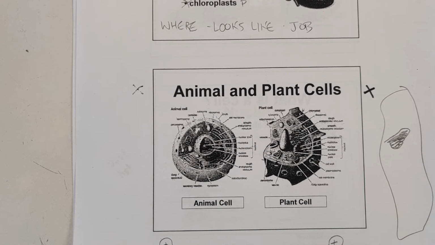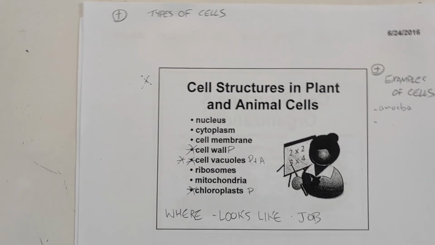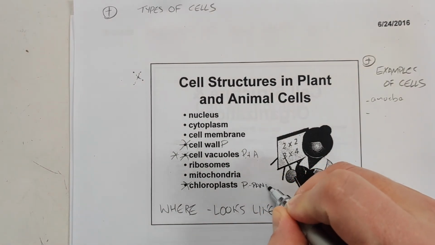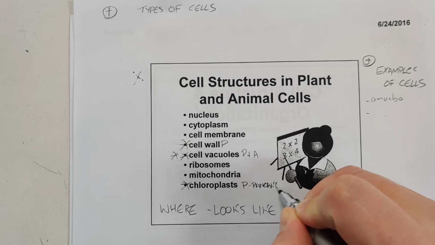Because on a test, you're not going to have color diagrams, right? So you got to be able to identify it by the shape as well. So heads up, chloroplasts are pancakes. You could even go back on your paper here and write P, pancakes, just so you remember. Doesn't hurt.